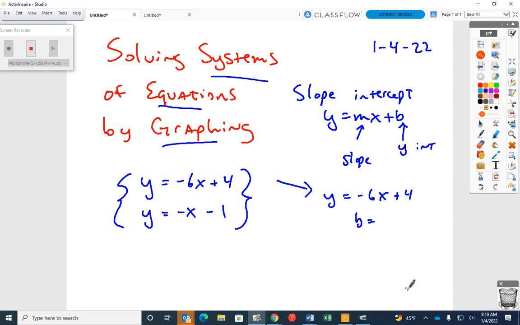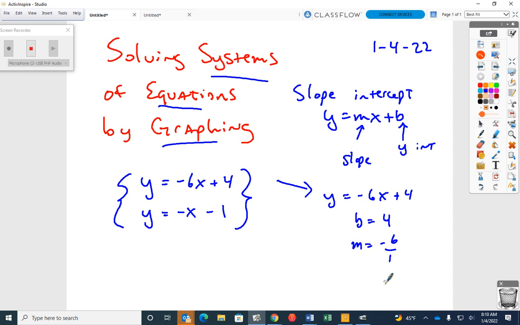Look at it. B equals 4. Y-intercept is 4. What's my slope? Remember, slope is always the number in front of the x, right? So this is negative 6, but it's got to be a fraction. So what do I put it over? Negative 6 over 1. Is that enough for me to graph that first thing? Yes.